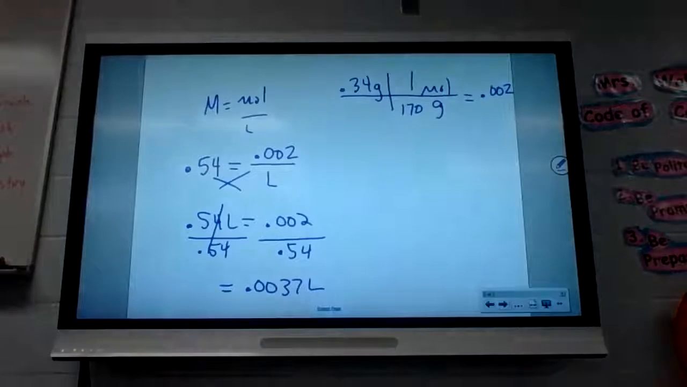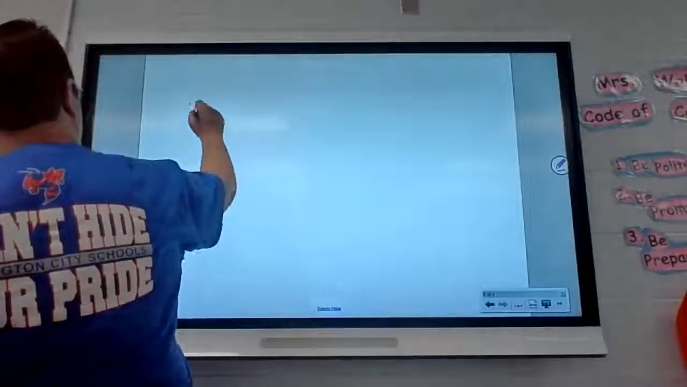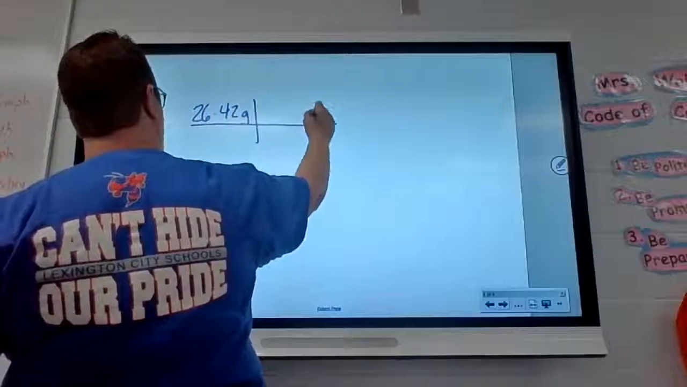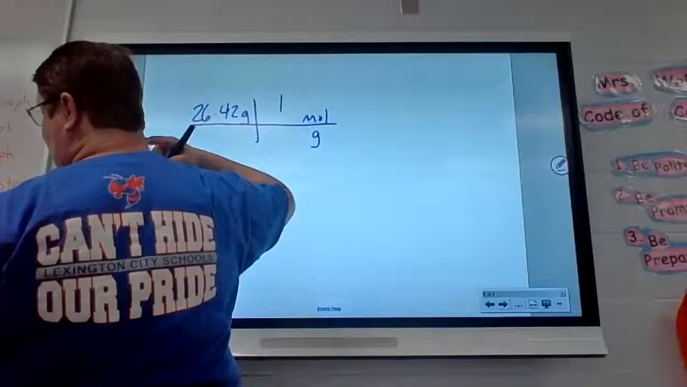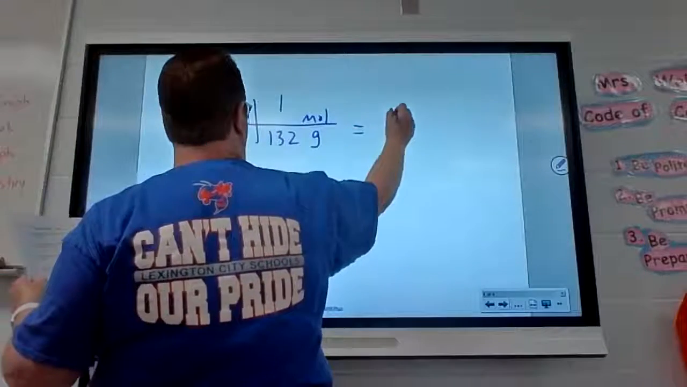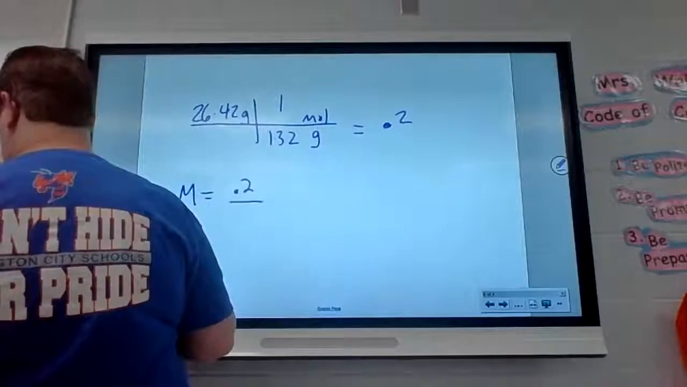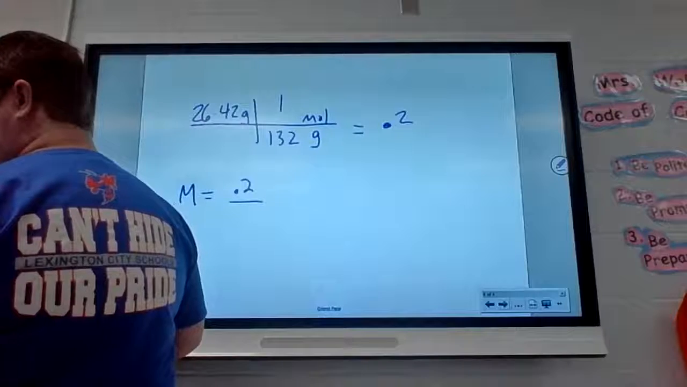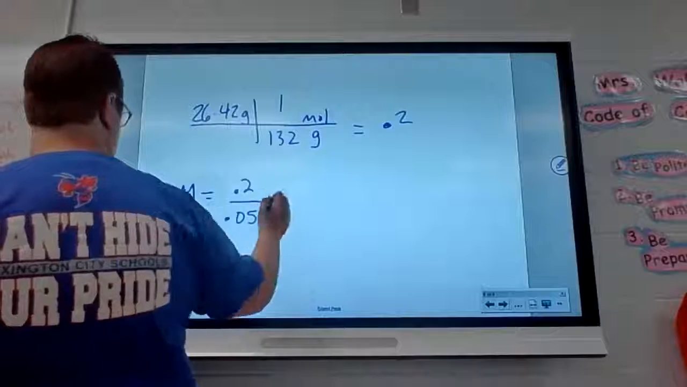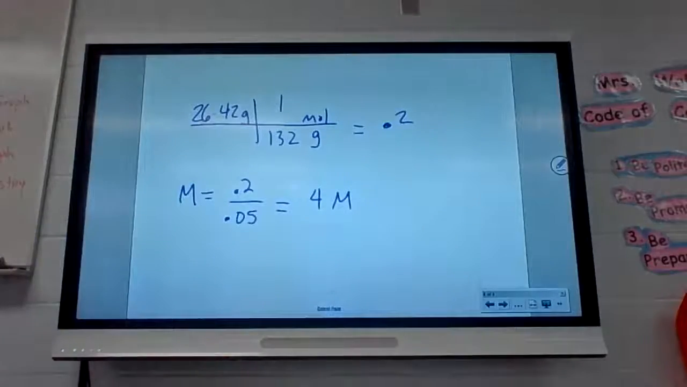And number 4, you have grams. You got to change to moles. So 26.42 grams. Grams to moles. 1, the mass of that thing is 132. Yep. So you get 0.2. All right, so molarity equals 0.2 divided by, what's my volume? 50. So we're going to have 0.05 when we divide that by 1,000. 4. 1.6. You got a calculator mistake.